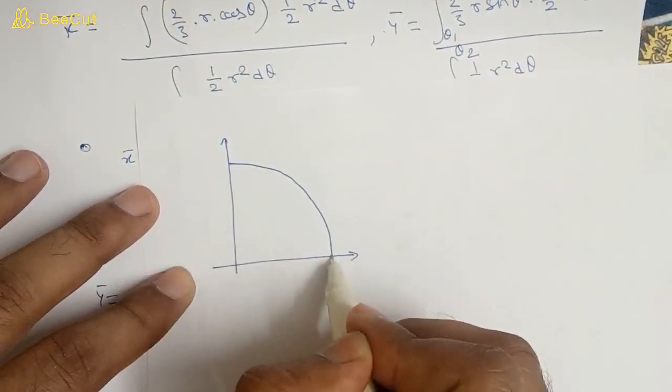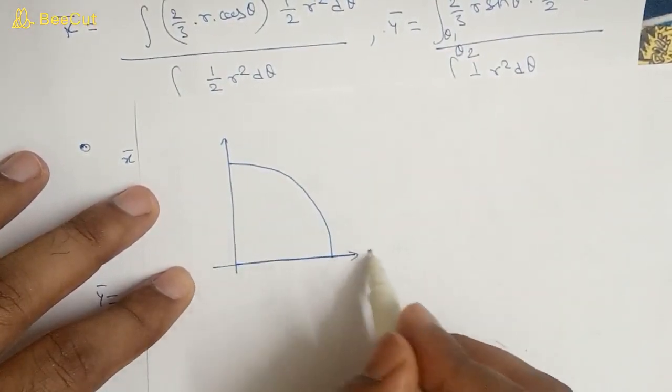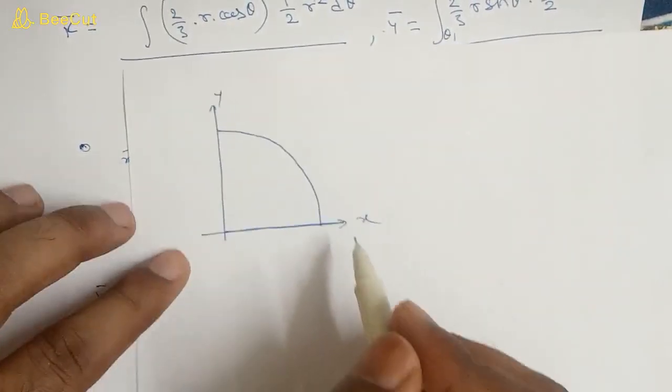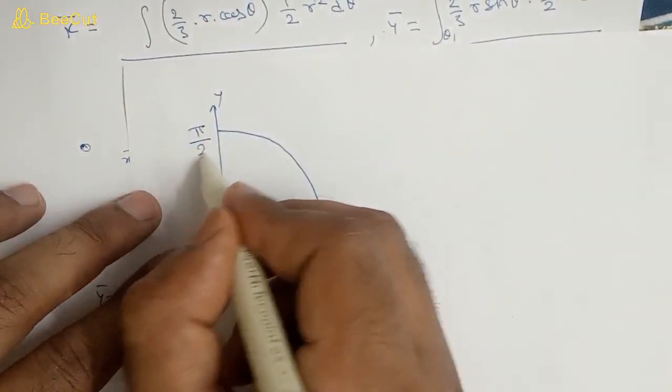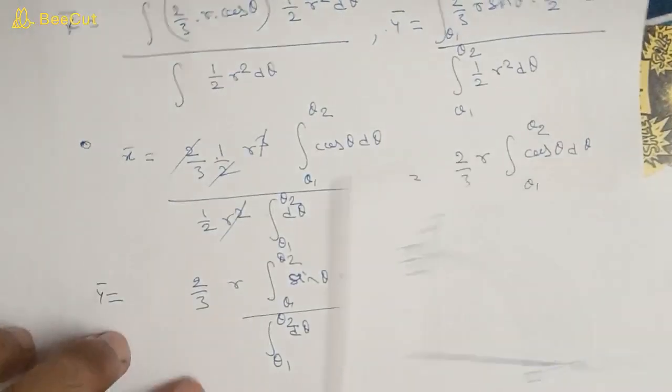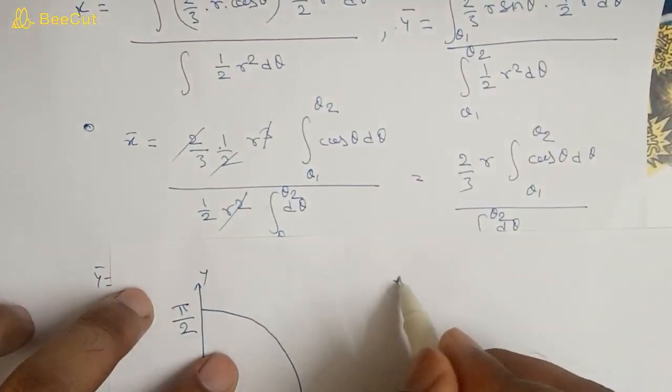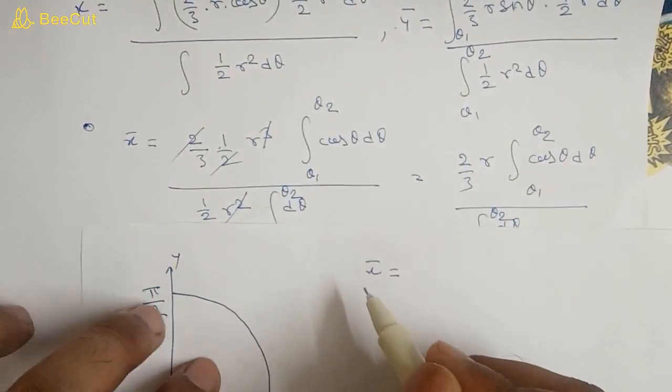This is a quarter circular area. This angle from the x-axis, this is the x-axis, this is the y-axis. So this angle is 0, and this angle is pi by 2. So our equation will become x bar. In this case, what will be the centroid?